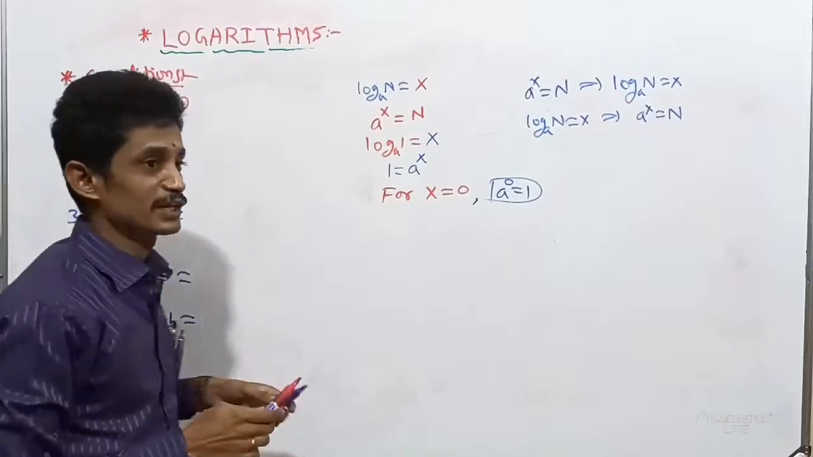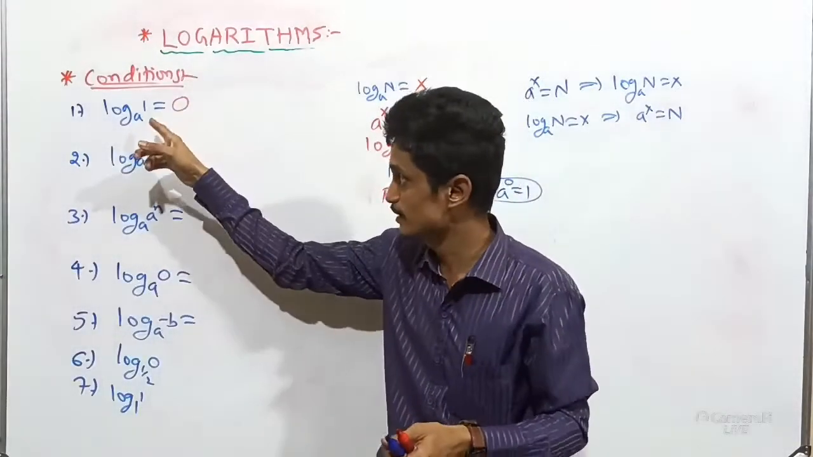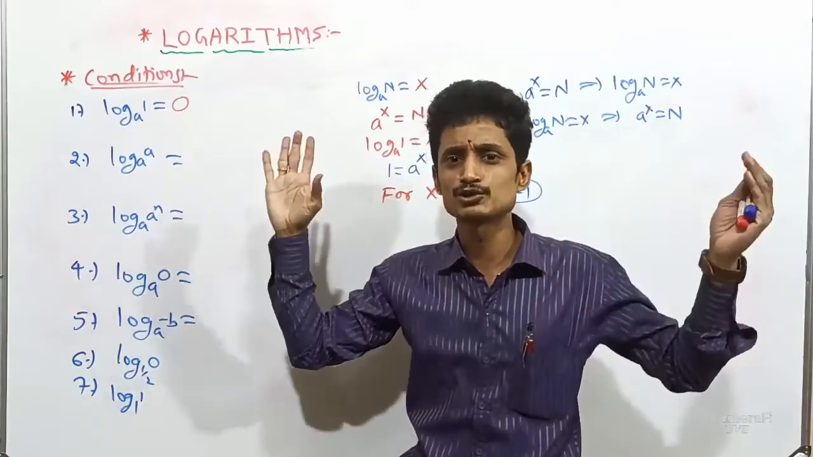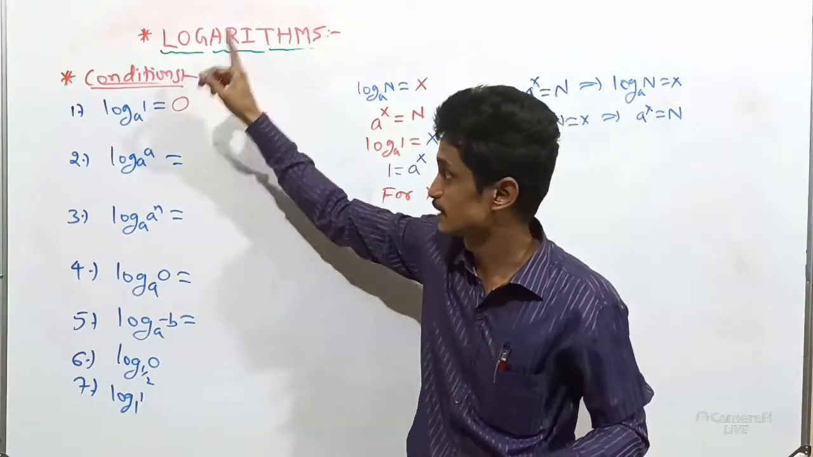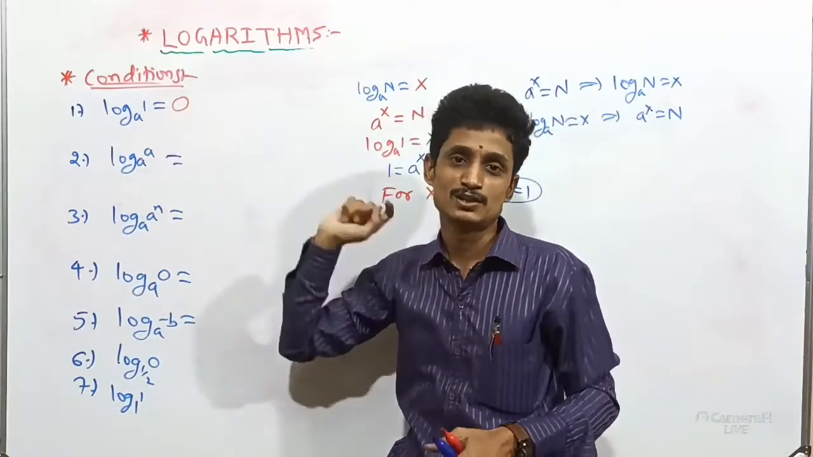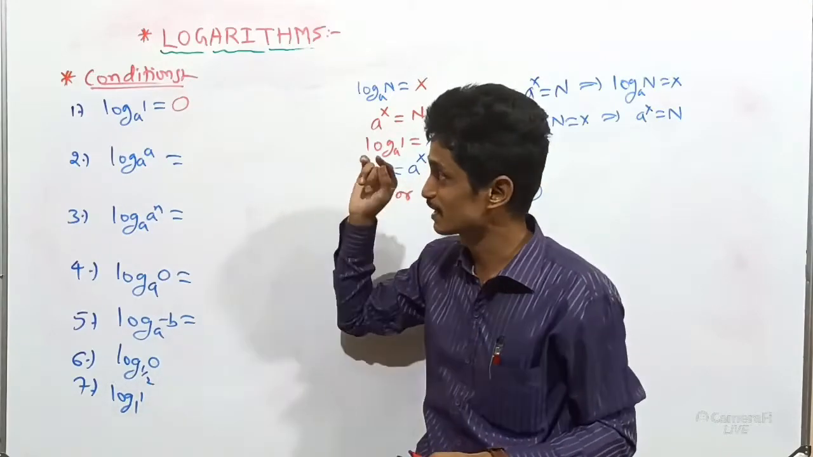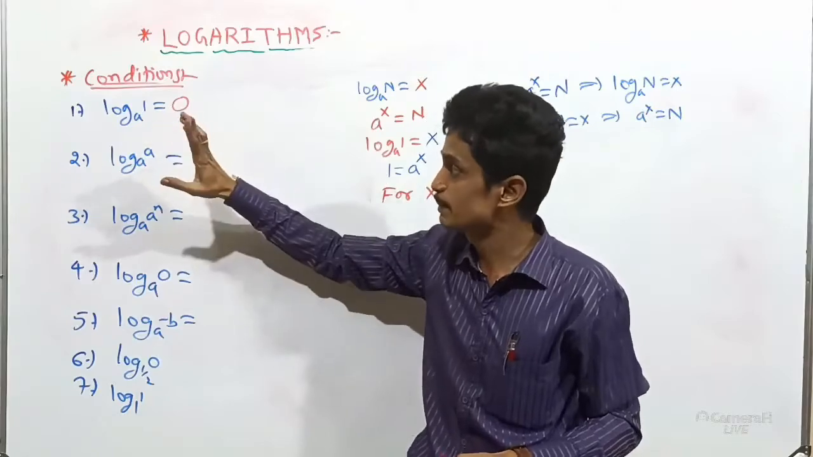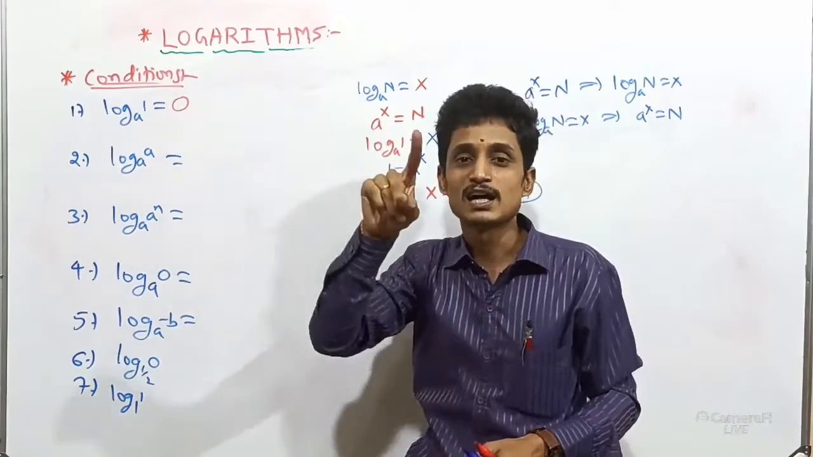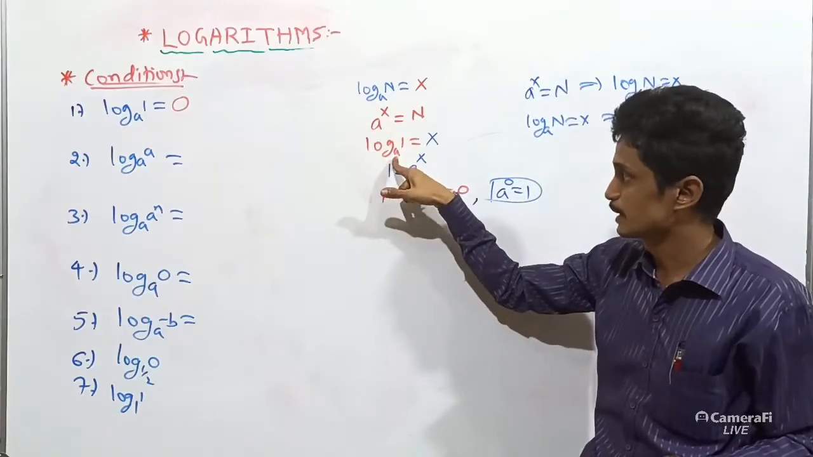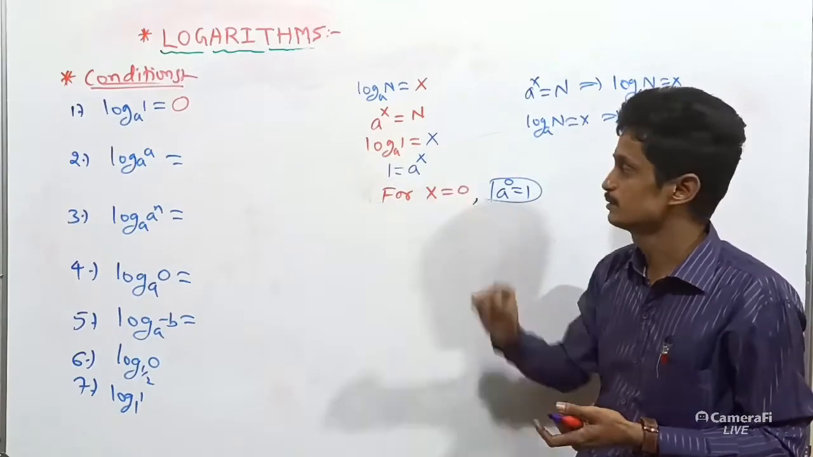Log 1 for any base. Keep in mind, this is a standard result. Log of 1, where the base can be any positive number other than 1, your answer will be 0. Mindset it. Whenever you get log 1 to any base, your answer will always be 0, because of this reason.